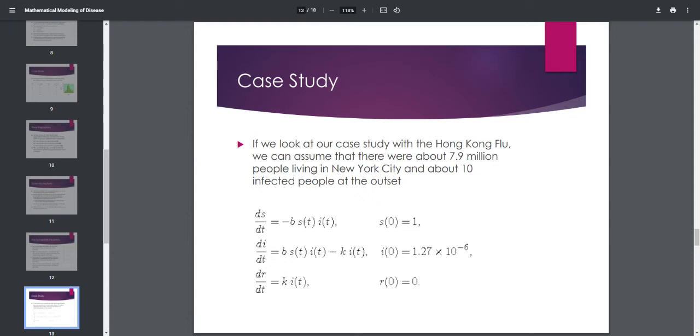And if we look at our case study with Hong Kong flu, there were about 7.9 million people living in New York City at the time and about 10 infected people at the outset. So the susceptible population was equal to about 1. The infected was equal to 1.27 times 10 to the minus 6 as a proportion of the population. Again, only 10. And nobody had really recovered yet, because we're just starting out. So you can't recover from a flu that you haven't had at that point.